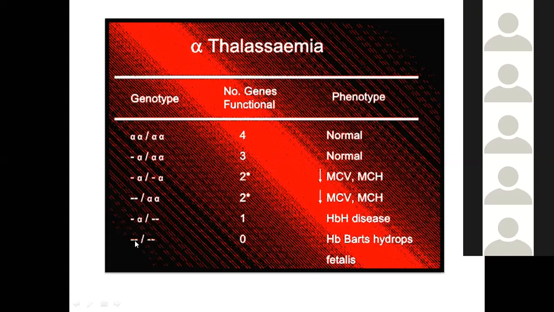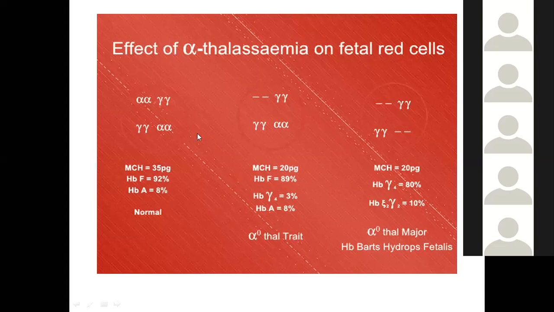Then we have, from both the parents, all the 4 functional genes missing. All four genes of the alpha hemoglobin chains are defective. This is called hydrops fetalis. Generally, we call it hydrops fetalis.